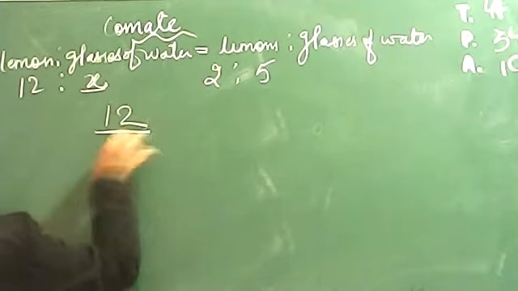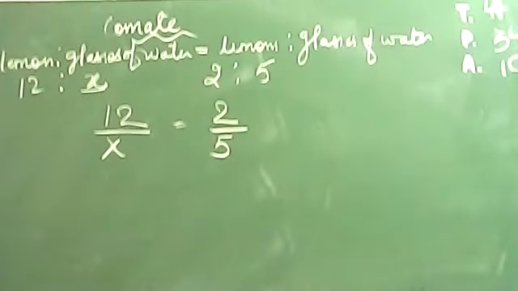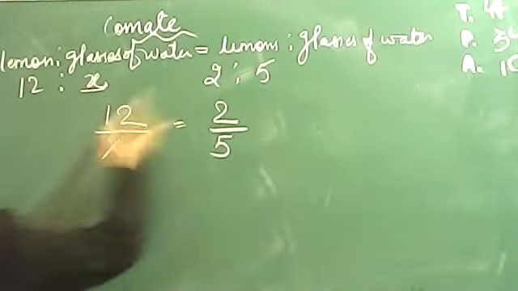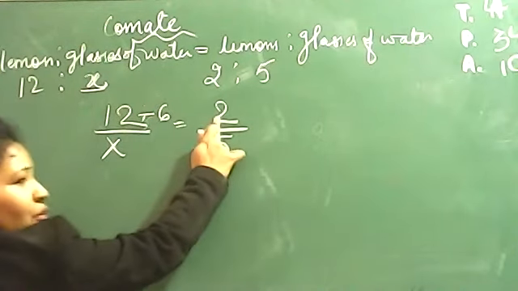Now look at here. 12 by x is equal to 2 by 5. Okay. Now can you tell me how 12 to 2 came? Division or multiplication? Division by 6. It means when we divide 12 by 6, we get 2.